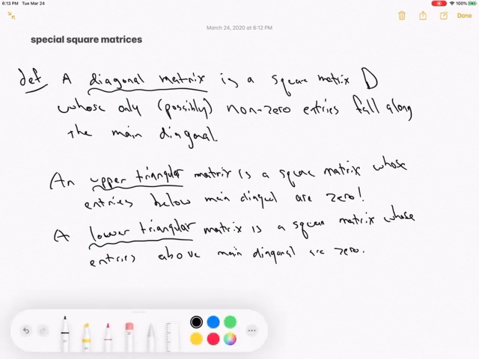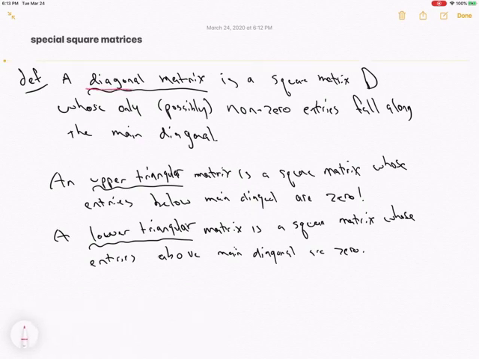A diagonal matrix is a square matrix, and all of the non-zero entries have to fall along the main diagonal. In other words, anything that's not on the main diagonal is necessarily zero. So in a diagonal matrix, all of the interesting entries fall along the diagonal, and everything else is zeros. So that's what a diagonal matrix is.